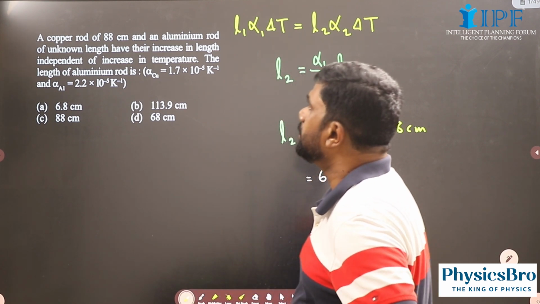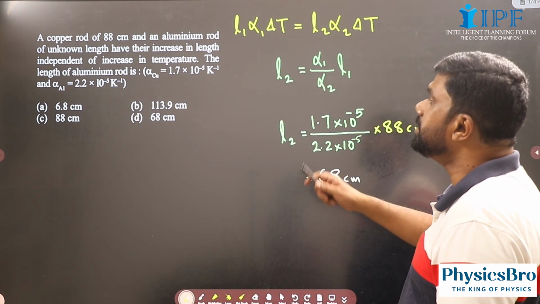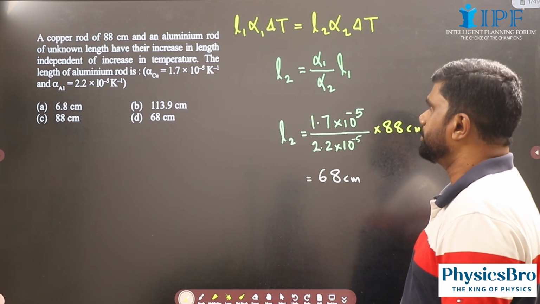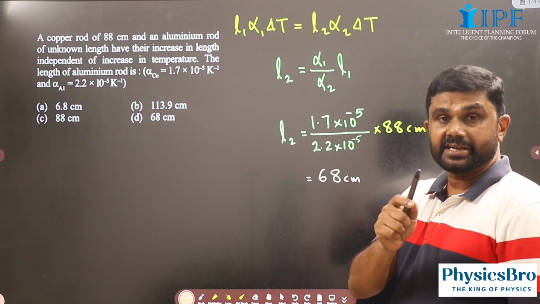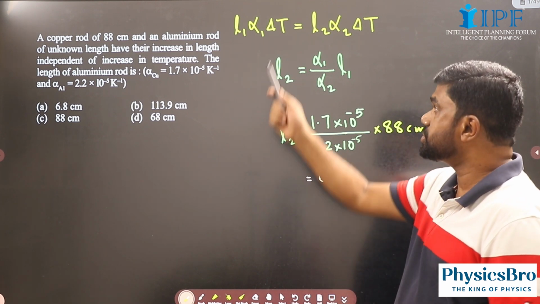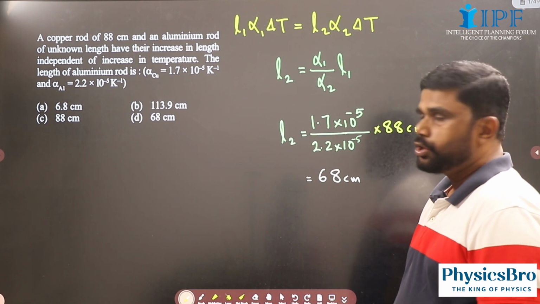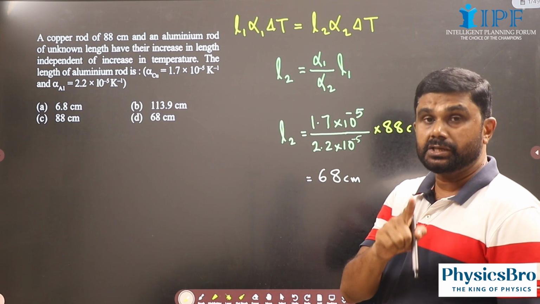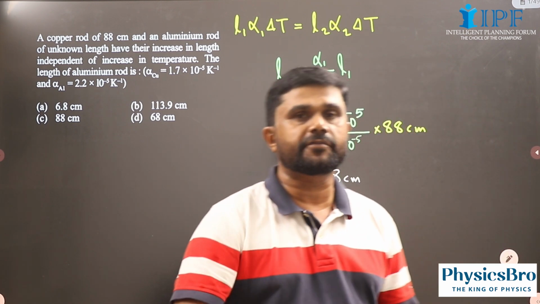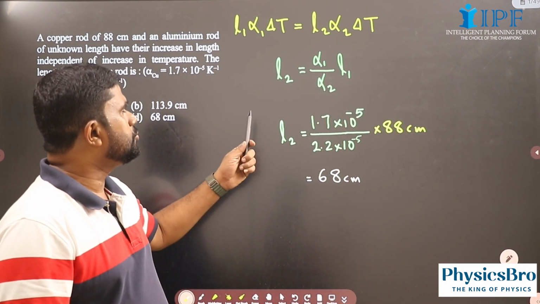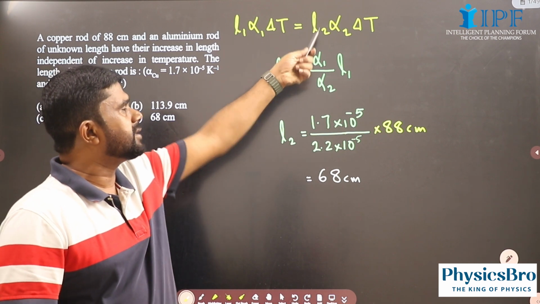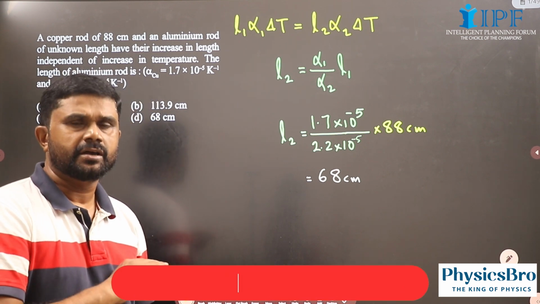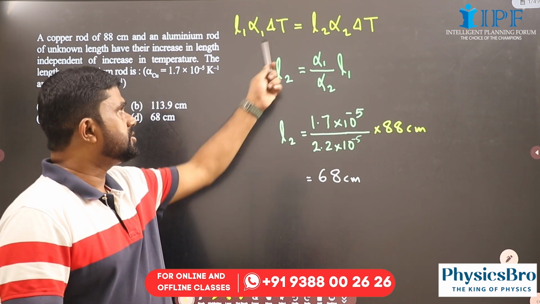A copper rod of 88 centimeter and an aluminium rod of unknown length have their increase in length independent of increase in temperature. See, the increase in length delta L is original length times coefficient of linear expansion times the rise in temperature. So this is for the copper rod and this is for the aluminium rod. The length of the aluminium rod is unknown, that we have to determine. So L2 is the increase in length of copper and this is the increase in length of aluminium, and they are equal independent of the temperature, meaning whatever be the rise in temperature, these two will be equal.